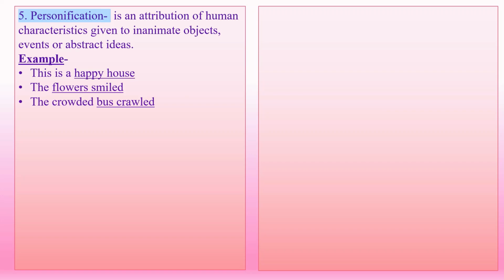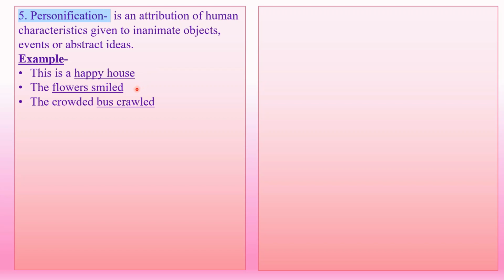The next figure of speech on the list is personification. It is an attribution of human characteristics given to inanimate objects, events, or sometimes abstract ideas. See the following examples. This is a happy house. When an abstract non-living thing, such as a house, is spoken of as a living thing, giving it a human quality of happiness, it becomes a clear case of personification.